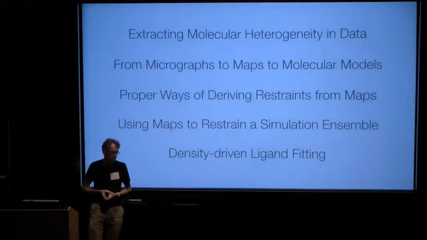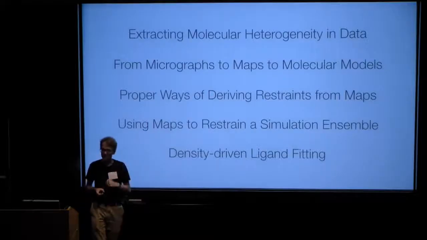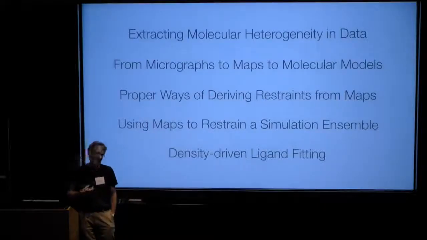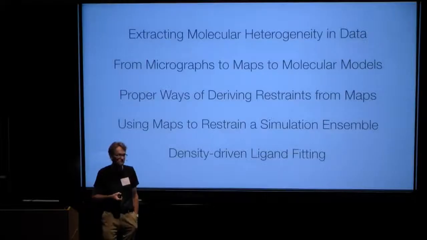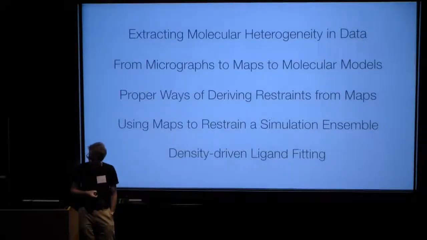But then I'm going to continue a little bit about the things that interest me most here: how do we continue from these micrographs and then go to maps that are possibly very heterogeneous, but then actually derive proper molecular models of this? Because I have a background in molecular simulation and stuff. I don't really care that much about 3D densities. It should be atoms.